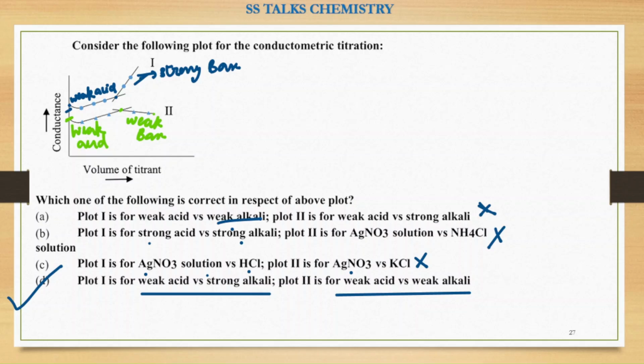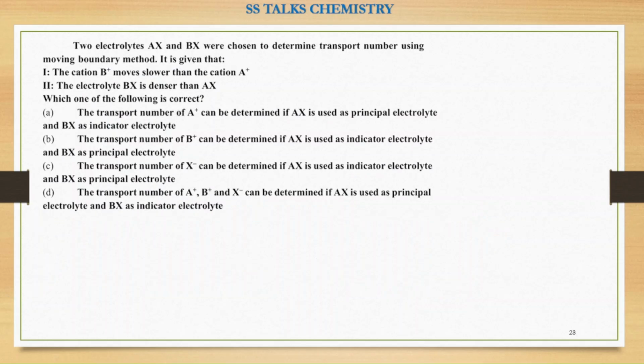Okay. Next we have two electrolytes, one is AX and the other is BX. They were chosen to determine the transport number using the moving boundary method. Two conditions have been given to us: the cation B moves slower than the cation A, and the electrolyte BX is denser than AX.